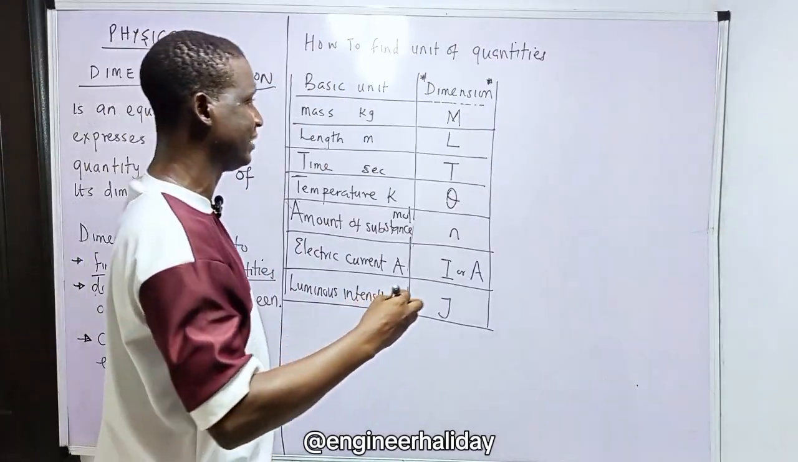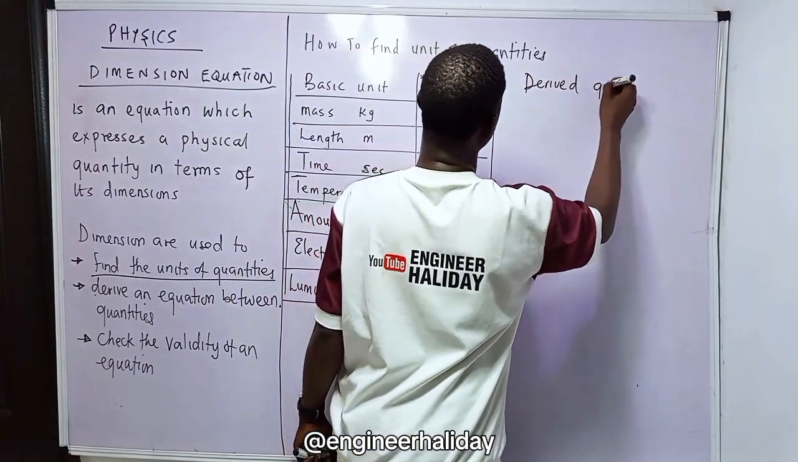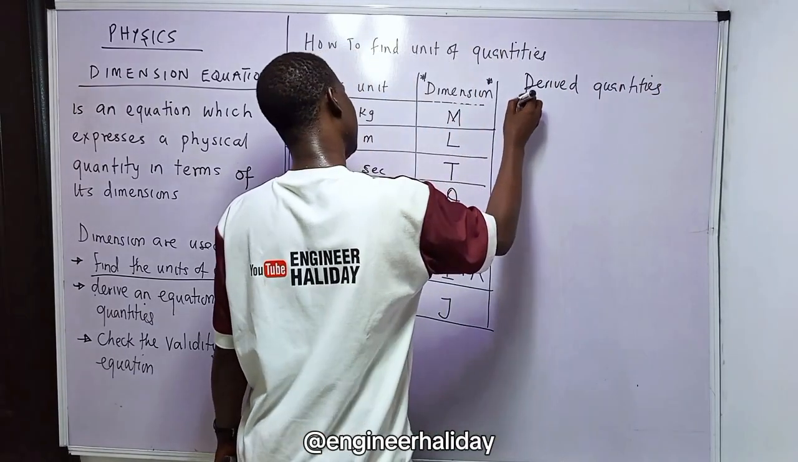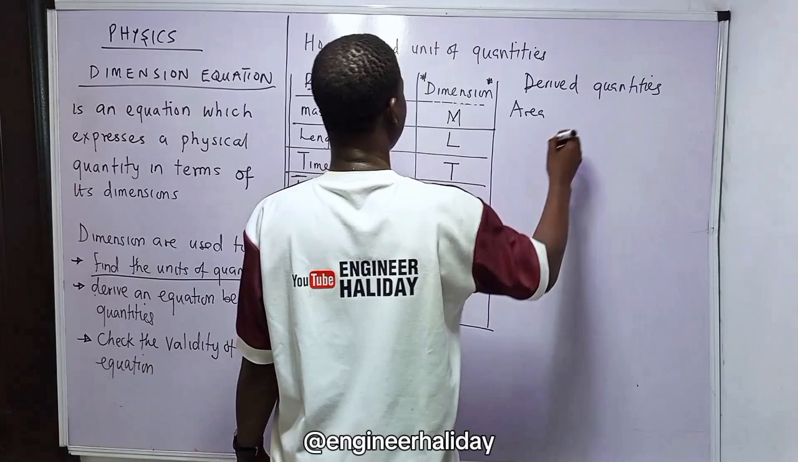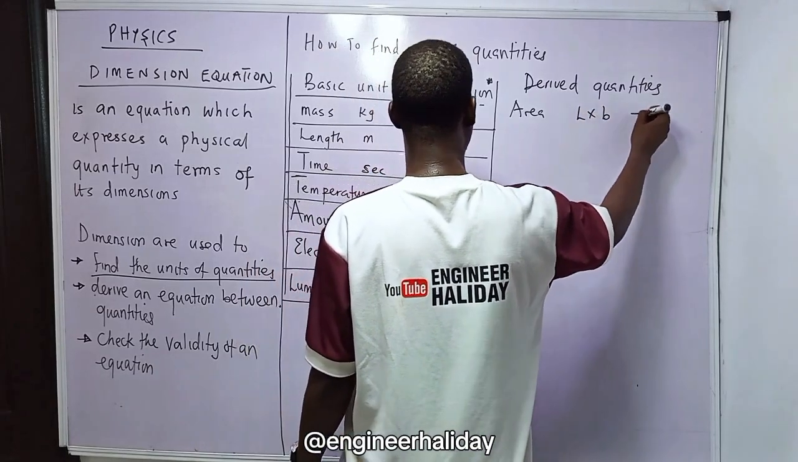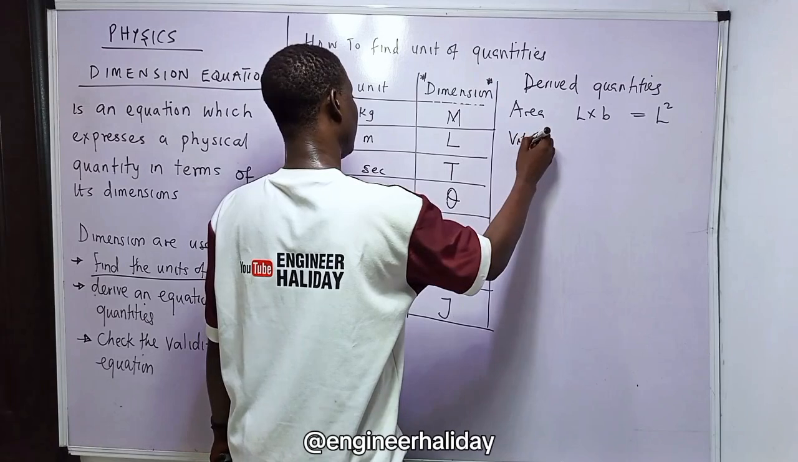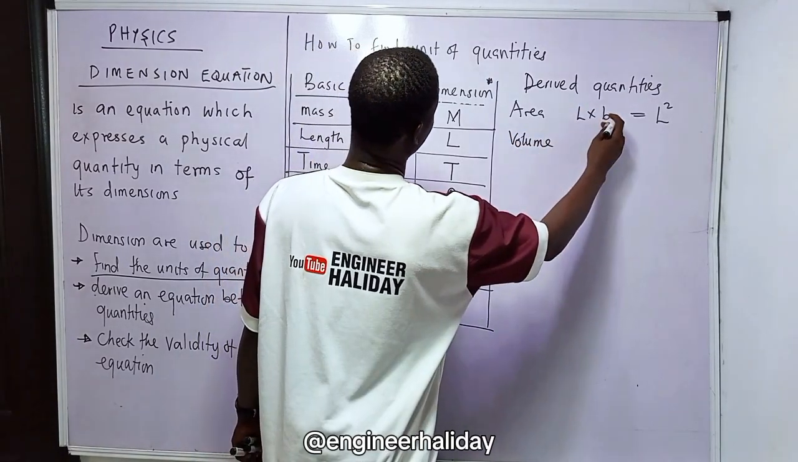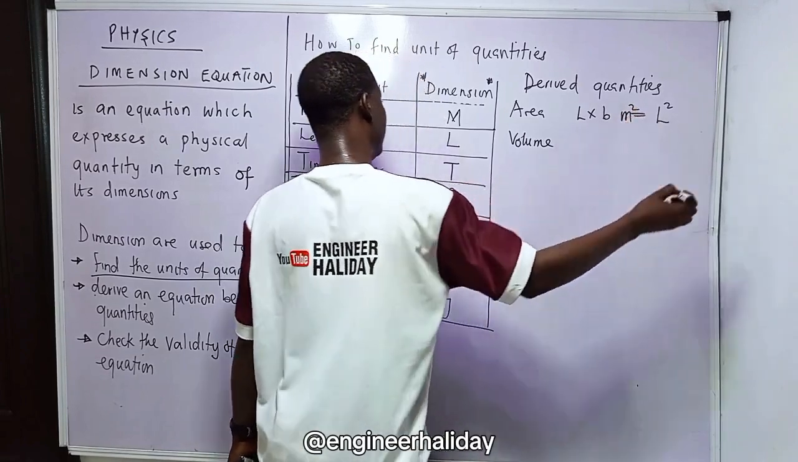Let us now go to the dimension of derived quantities. Let's start with area. Area is length times breadth, so the unit is meter squared and the dimension is L squared.